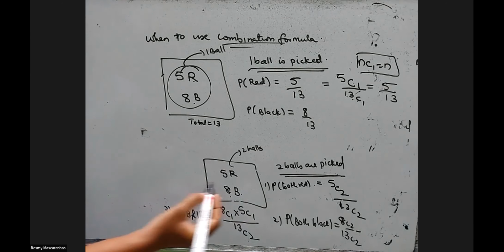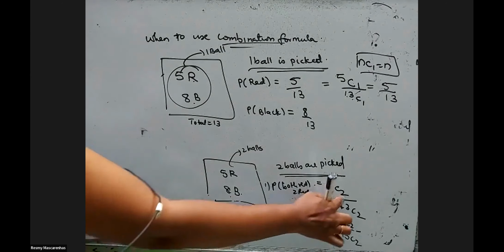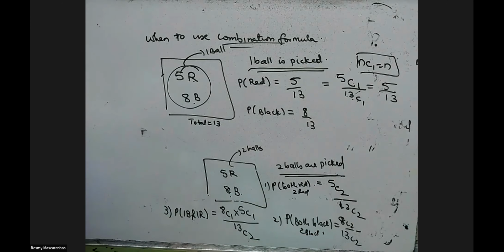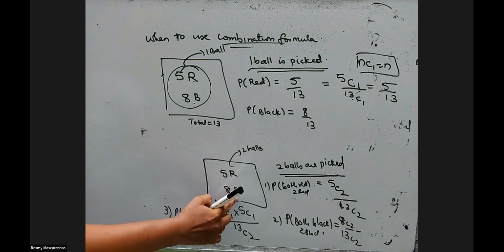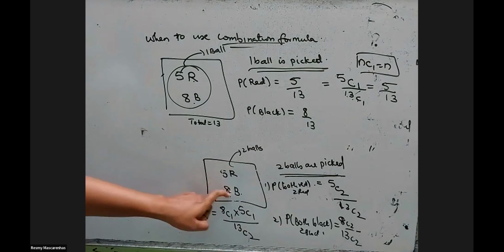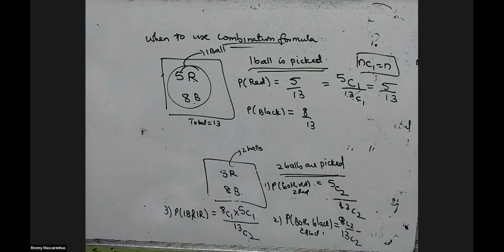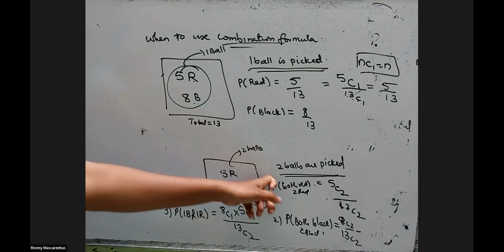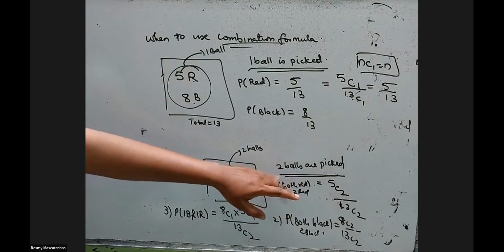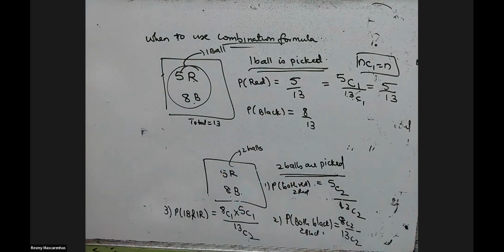Both red means 2 red. 2 black. One black and one red, 8C1. From 8 I'm selecting one black, and from 5 I'm selecting one red. Overall sample space is what? Out of 13, finally I'm selecting 2 balls. So these are the 3 options whenever you pick up 2 balls. So whenever you're picking more than one, you always use combination like this.